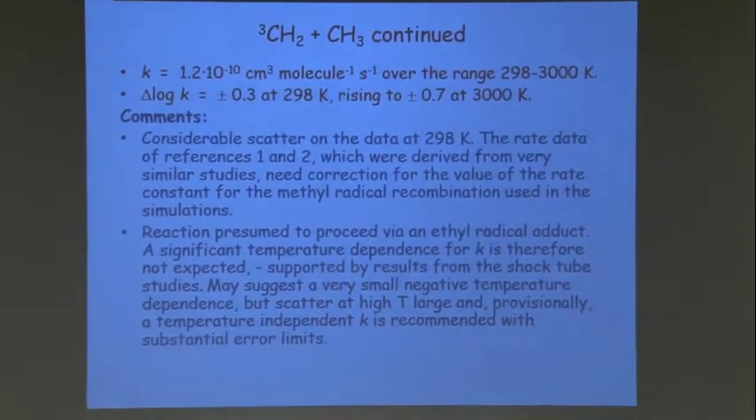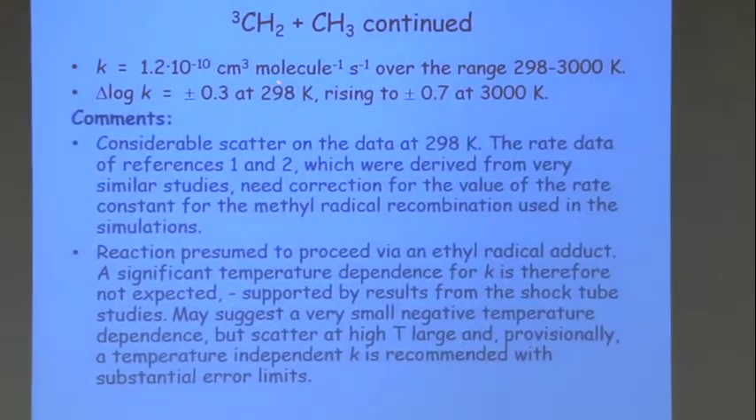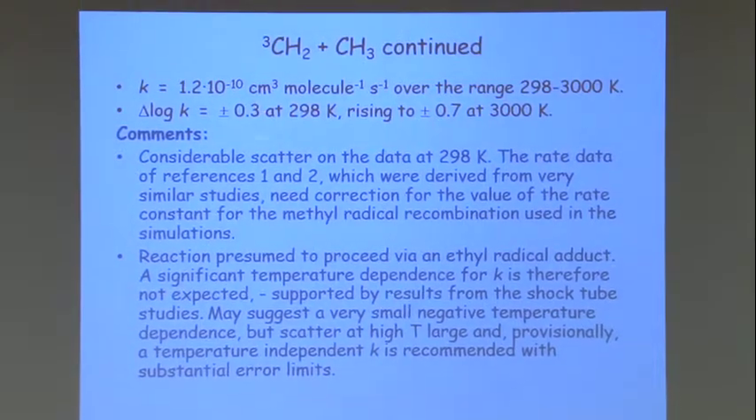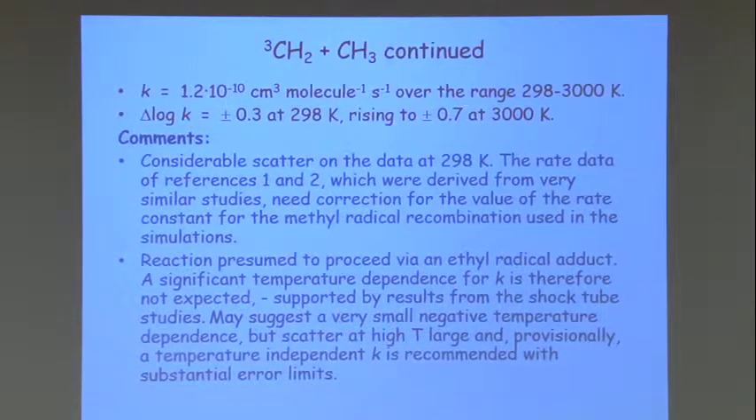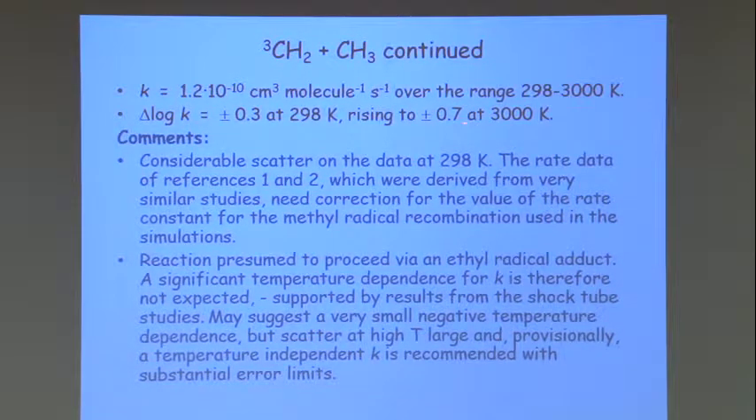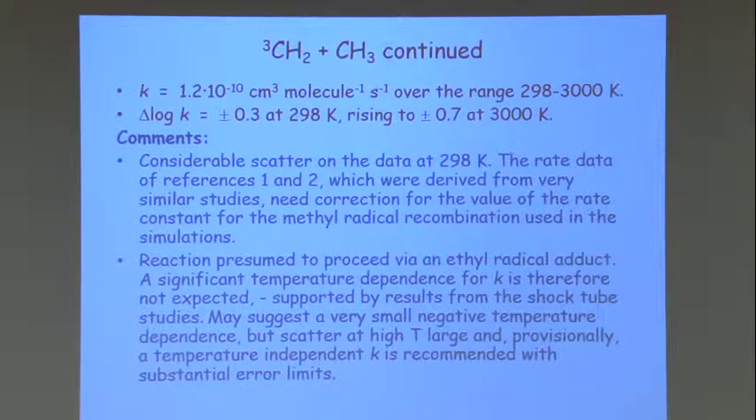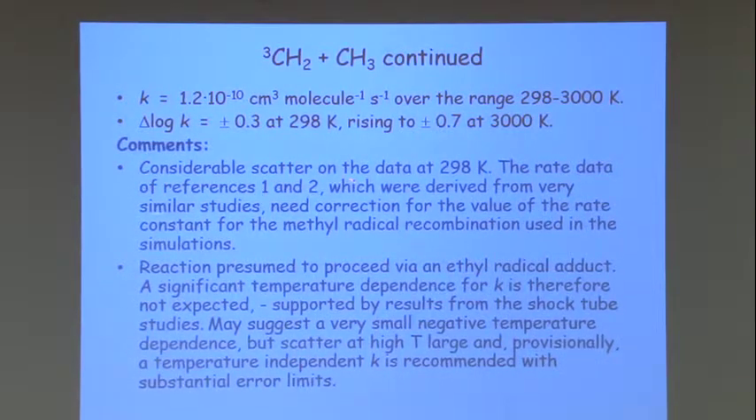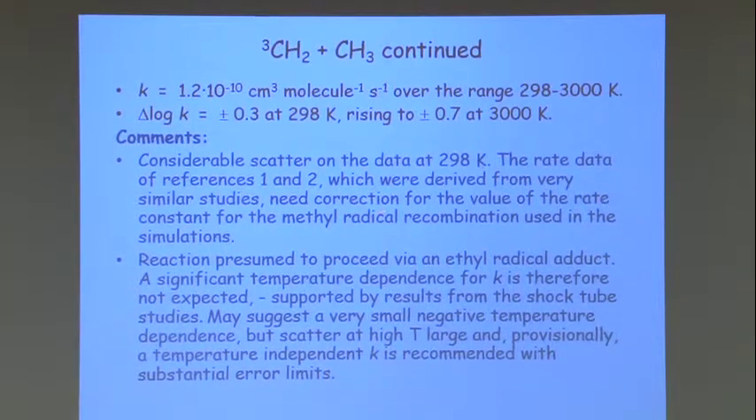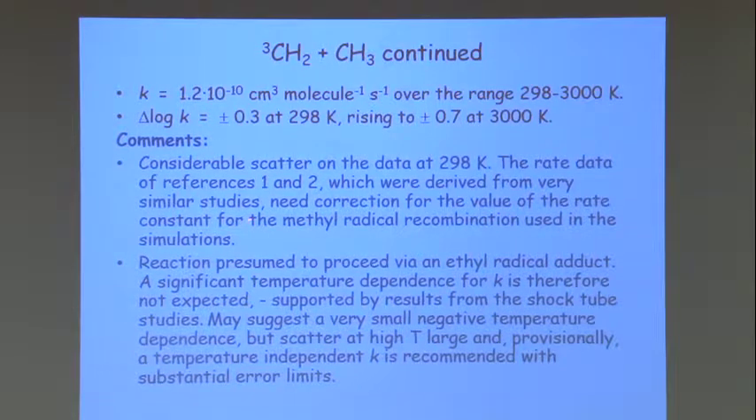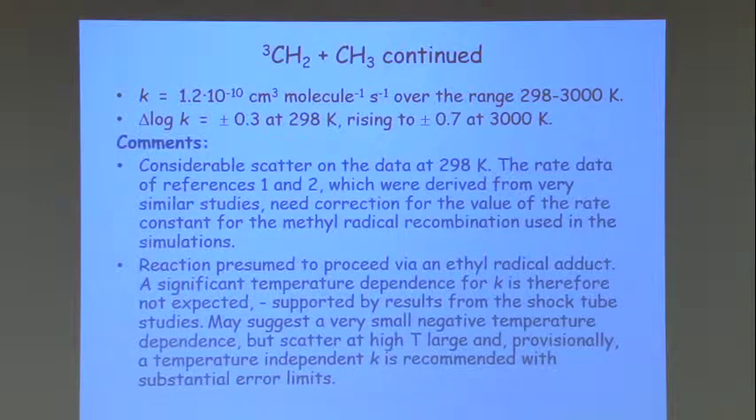So here's the recommendation, 1.2 times 10 to minus 10 over this range, with an uncertainty rising from a factor of 2 at 298 K to a factor of 5 at 3000 K. Comments: considerable scatter in the data. References 1 and 2 were derived from very similar studies. Need correction for the value of the rate constant for the methyl radical recombination used in the simulations, and that was done in the evaluation.